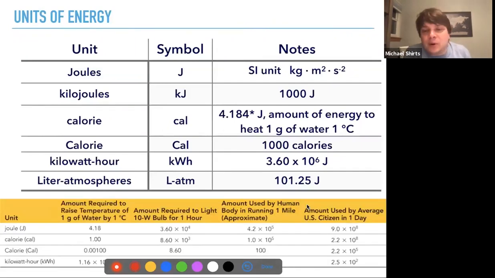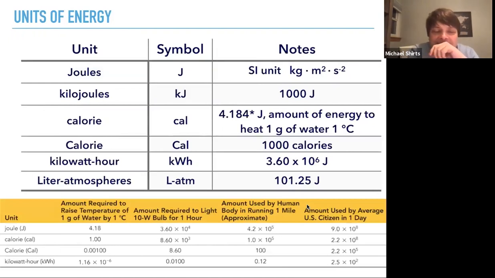There's a nice table in the book that I'm just reproducing here to give a sense of how big these things are. You can see that a joule is really not that much energy. The amount of energy used by a human body in running 1 mile, which obviously depends on weight and speed and everything, is about 4 times 10 to the 5th joules. So it's a lot of joules. Whereas it's about 100 calories and about 0.12 kilowatt hours.